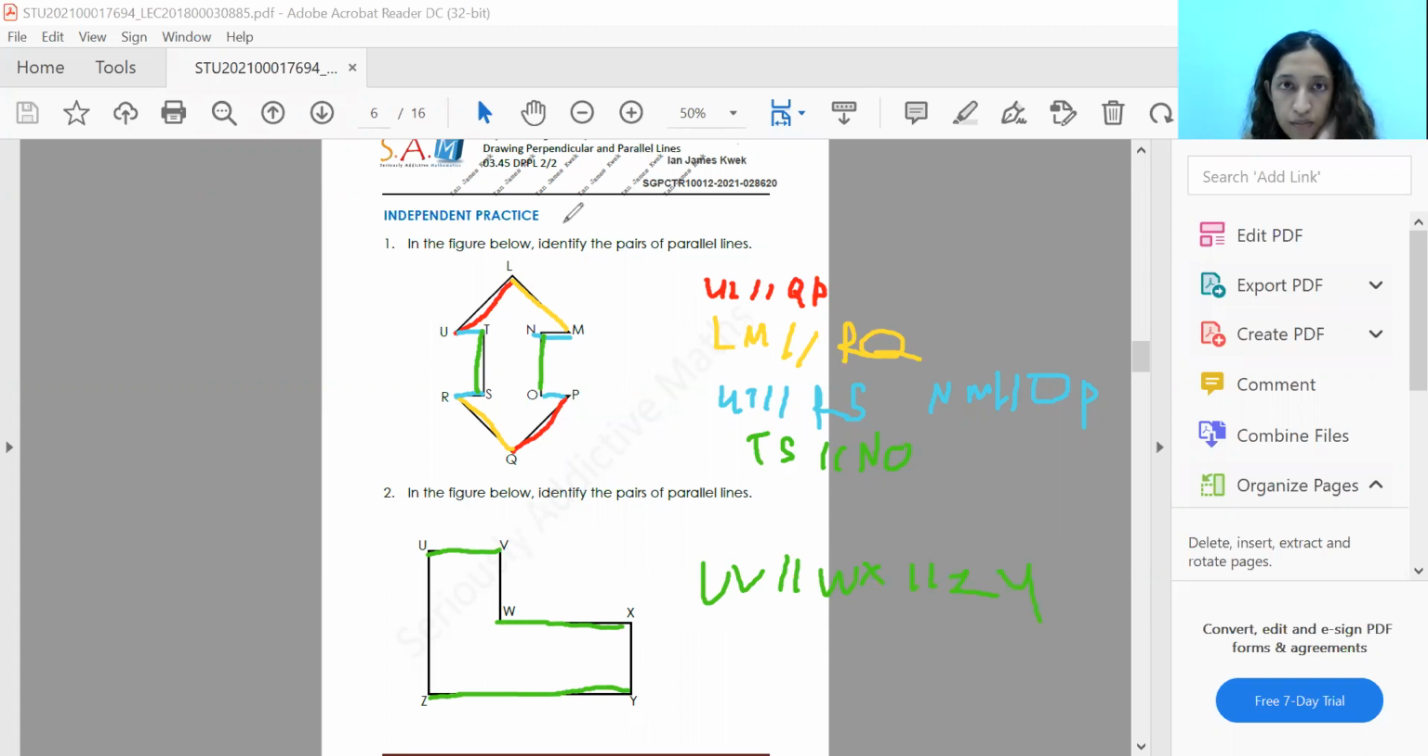Okay, now, what about the lines that are vertical? UZ is parallel to VW and XY. So UZ parallel to VW parallel to XY. Okay, so there we go. I hope all of you got that correct. Okay, let's move on.